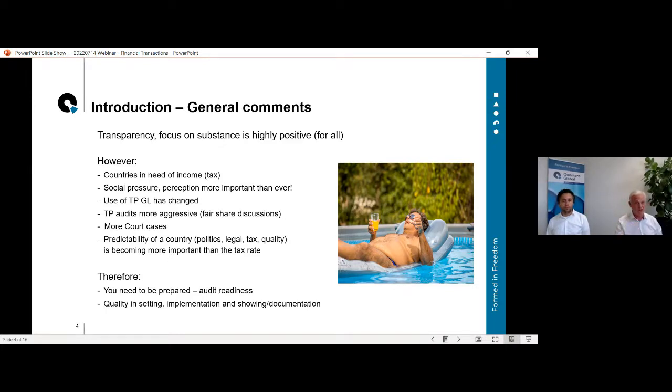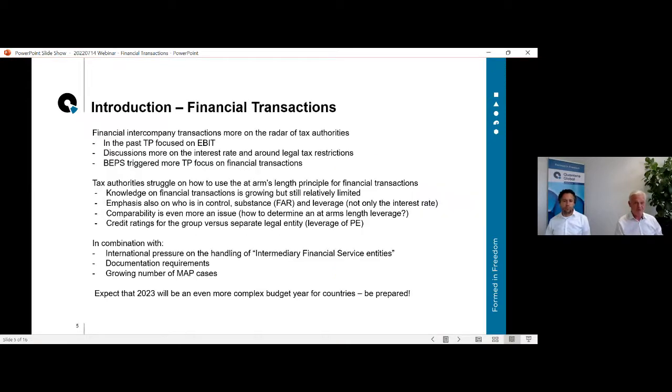Because if you go to the next slide, that's on financial transactions. I think the main message there is that you go into a new potential battlefield. Financial transactions are really a new area which is now popping up in all kinds of discussions, internally, with clients, with tax authorities, and in audits, that didn't pop up maybe 3 or 5 years ago. And there is something to it, because financial intercompany transactions are now far more on the radar of tax authorities.